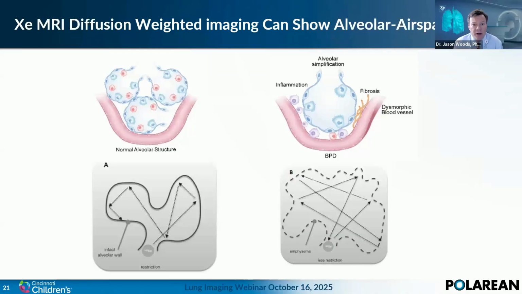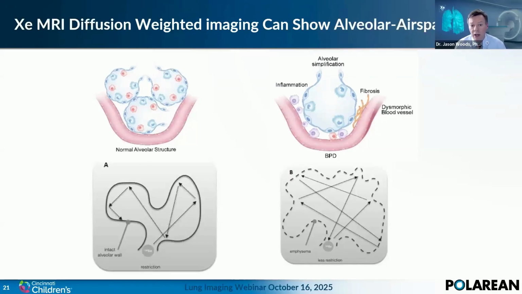So MRI diffusion-weighted imaging can also demonstrate and measure alveolar airspace size. So this is a cartoon representation where I'm showing some normal alveoli on the left. And so the xenon is simply restricted by collisions with those alveolar walls. So the ADC, or the apparent diffusion coefficient that we measure, is much lower.